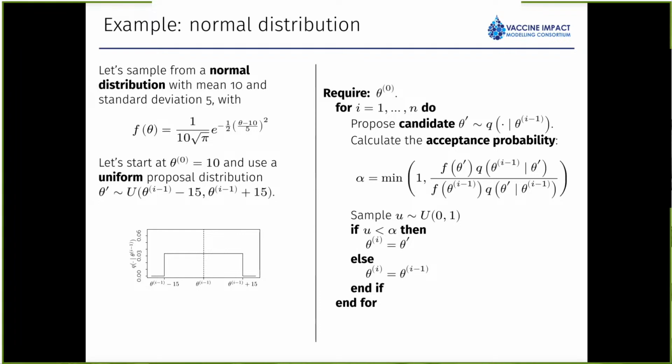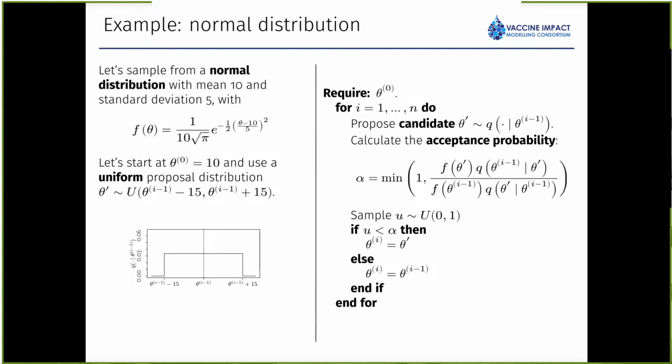Okay? And then I'm going to use a uniform proposal distribution. So I'm going to take my current value and add some uniform noise to that, right? In this case, I'm going to add somewhere between minus 15 and plus 15. So this is my current value, and then I take a random sample equally likely to be anywhere in this range. Everyone happy? So this is my proposal distribution. And then I'm going to run through this algorithm and see what happens.